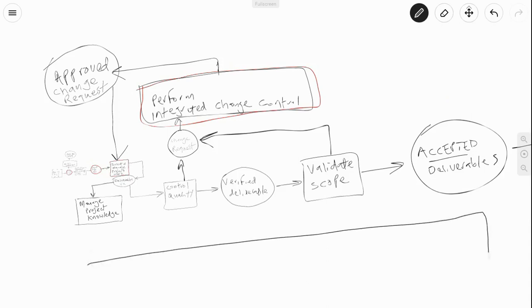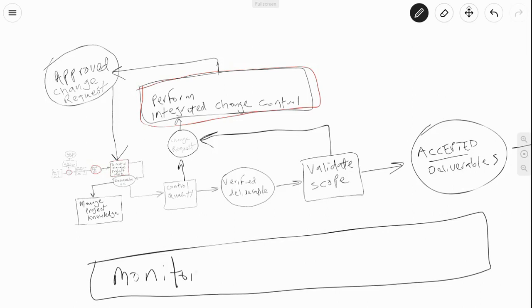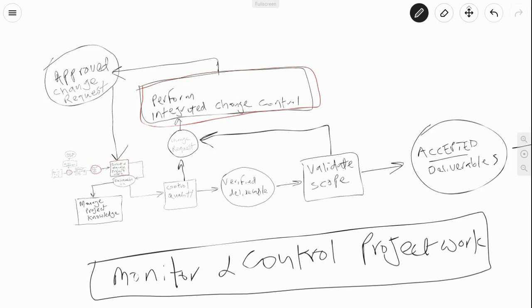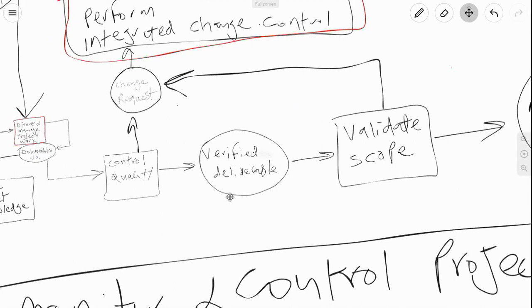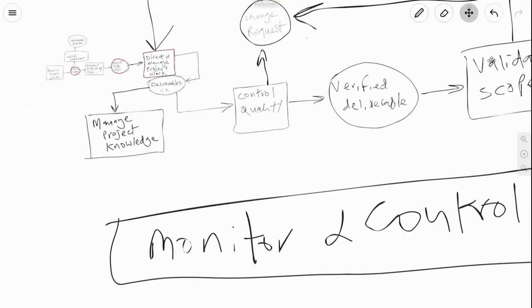So I'm going to put it right here. Monitor and control project work. Monitor and control project work feeds off processes in the monitoring and controlling process group, the same process group that it is in, and what you get from those processes is known as work performance information. I'm only going to show you a couple of these relationships here, and in another video I'll show you a little bit more.